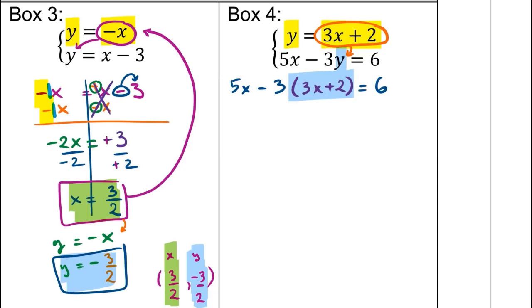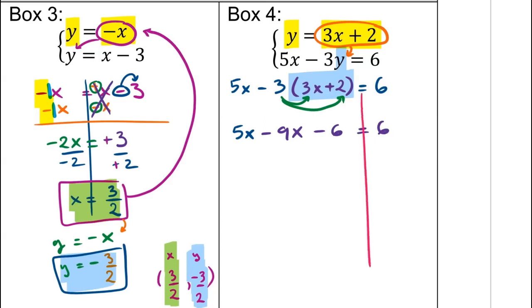Parenthesis means multiply. So what we're going to do is distribute the negative 3 into the parenthesis. Alright, so that will give us 5x minus 3 times 3x is 9x. Okay, and negative 3 times 2 is negative 6. A lot of people will forget to multiply 3 times 2. Again, common mistake, people are going to write down 2 over here, which is wrong. You have to multiply negative 3 times 2, which is negative 6. And we bring down the 6.